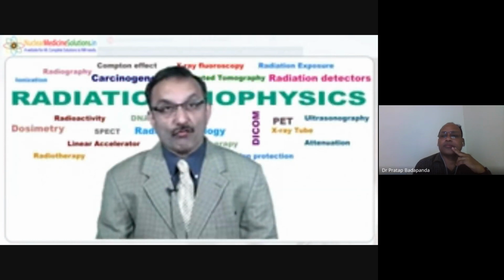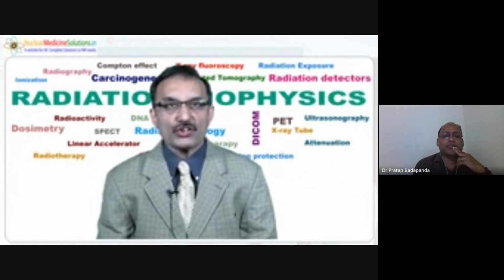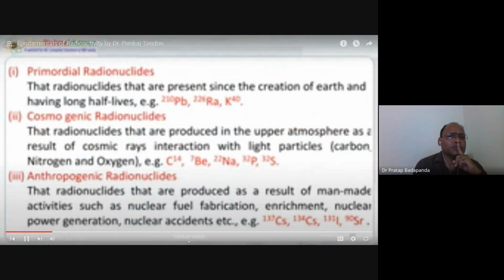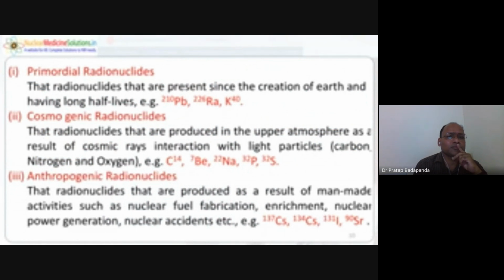Now, we should know what the sources of radioactivity are. As we understand, there are three different sources of radioactivity. First is called primordial radionuclides. These are radionuclides that have been present since the creation of Earth and have a much longer half-life. Examples are lead, radium and potassium. We have potassium in our body also.